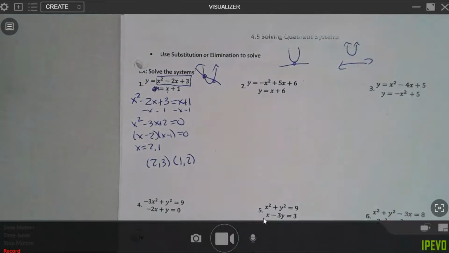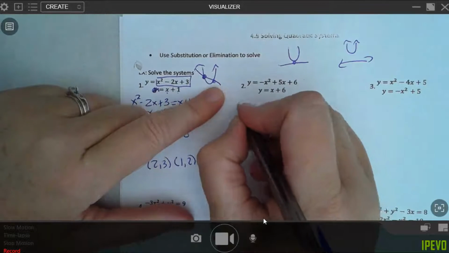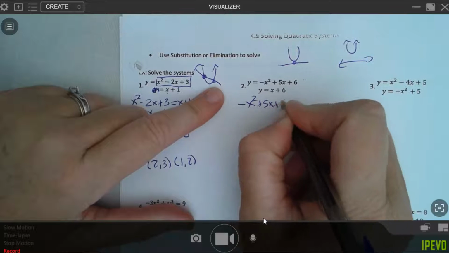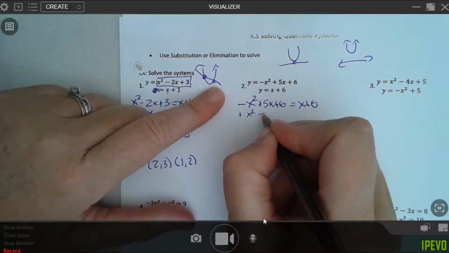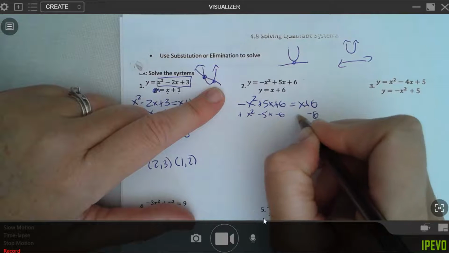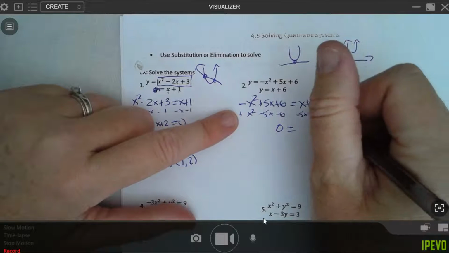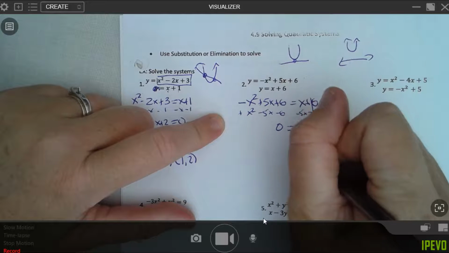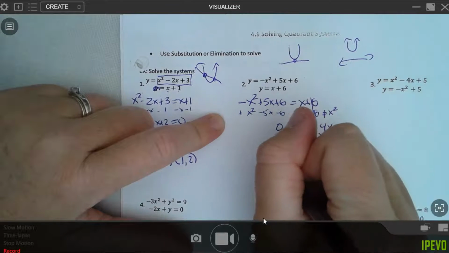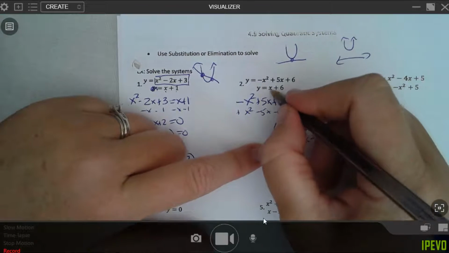So number 2, think for a second what you would do on this one. And if you said set these two equal to each other, then you would be correct again. So we're going to have negative x squared. I'm moving everything to the right side because I hate my x squared being negative. So let's see, we get 0 equals. The 6's will cancel for me. Add that over. I have an x squared minus 4x. Factor out your x. So we get 0 and 4. Plug them in here. 0 plus 6, and then 4 plus 6.